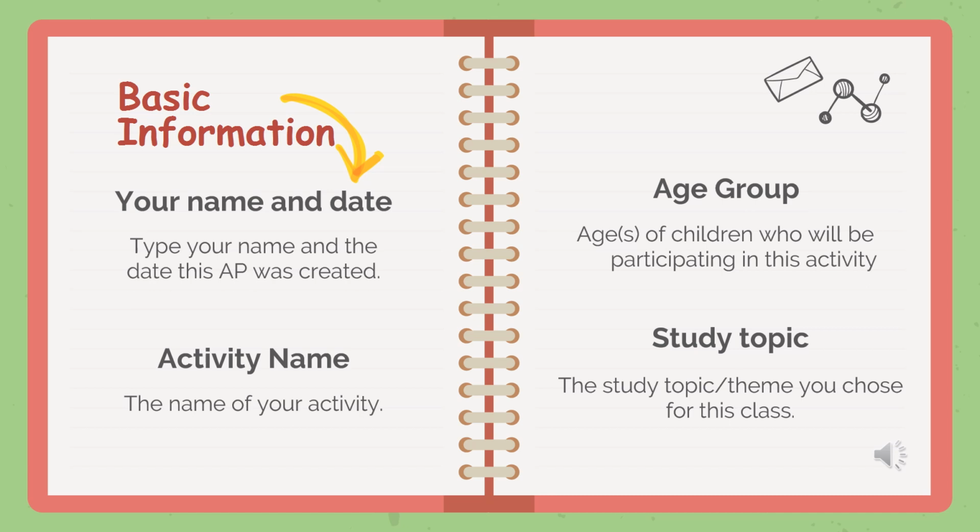The next thing is probably one of the most important in this little section of basic information, and that's listing the age group for which this activity is planned. For instance, we would do something very different for an infant classroom as opposed to a 3-year-old classroom. So make sure you're listing it by the age, 1, 2, 3, or 4-year-olds, so that we know that you are planning this activity for the appropriate age group.